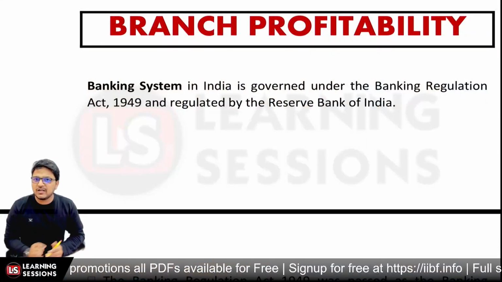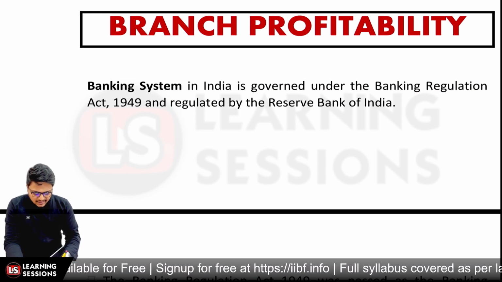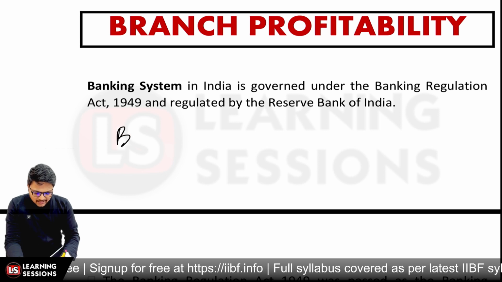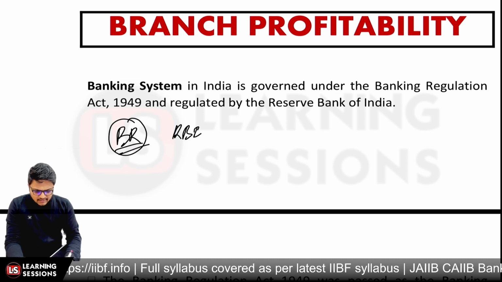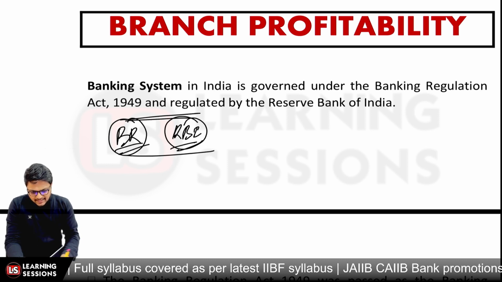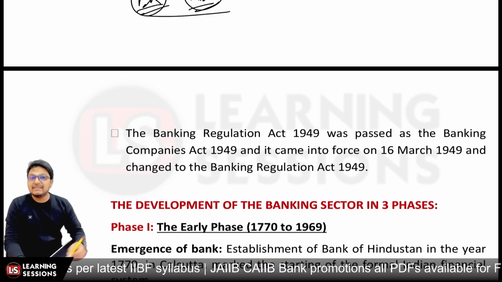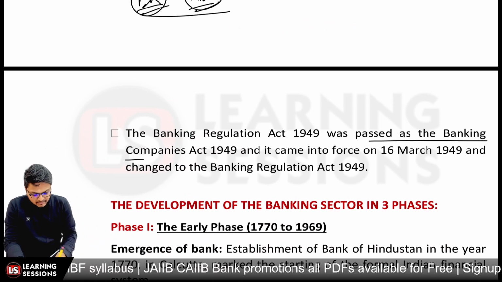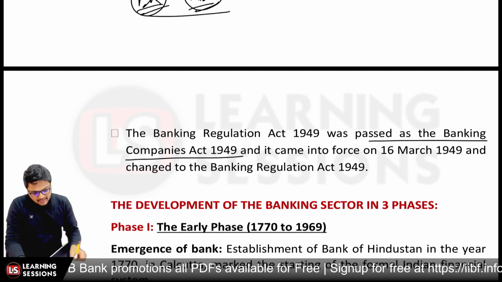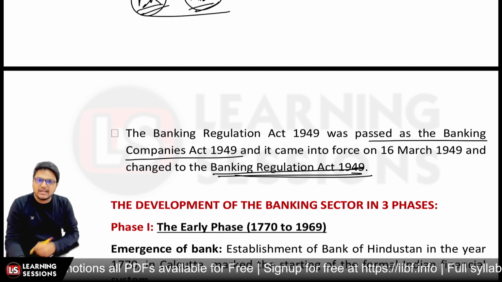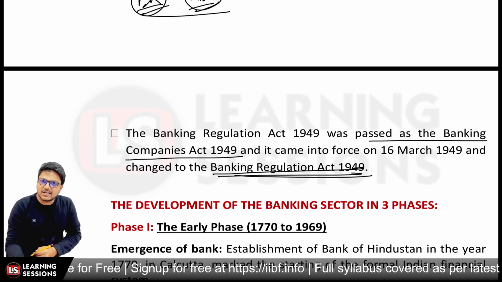So let's start the session, and it's related to branch profitability. If we talk about the banks in India, those are regulated either under the Banking Regulation Act 1949 or under the RBI Act, that is given by the Reserve Bank of India. So banks are regulated under these two. Further, the Banking Regulation Act was passed as the Banking Companies Act. Previously it was the Banking Companies Act, which came into force on 16th of March 1949, and thereafter it was changed to Banking Regulation Act 1949.